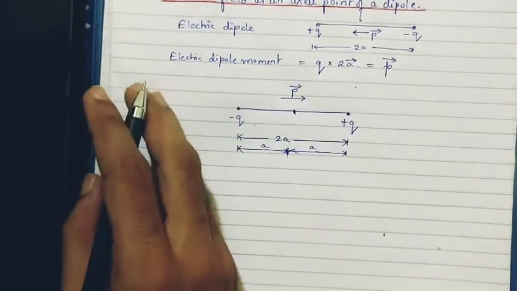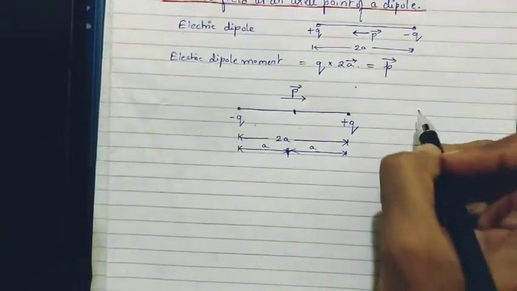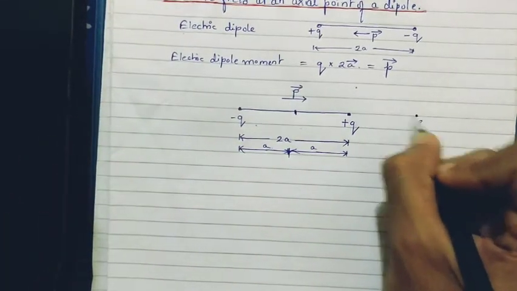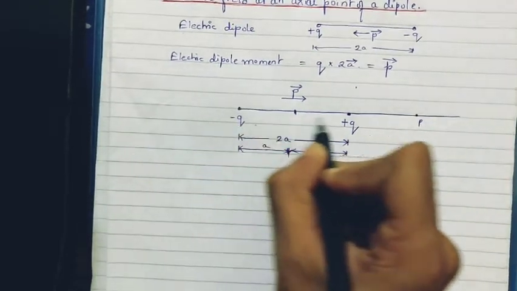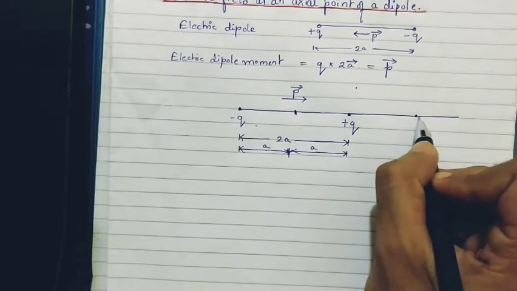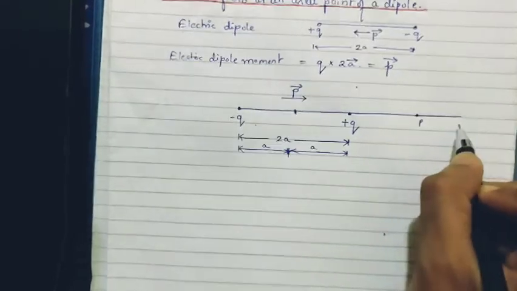You can take it on the other side also, the result is going to be the same. So I'll consider the point over here. Let's consider that this is the axis I have produced. Understand this. So I have considered an observation point P on the axis of the dipole.